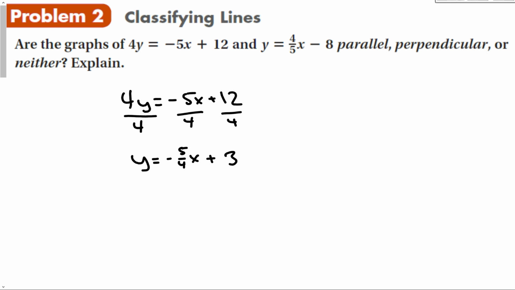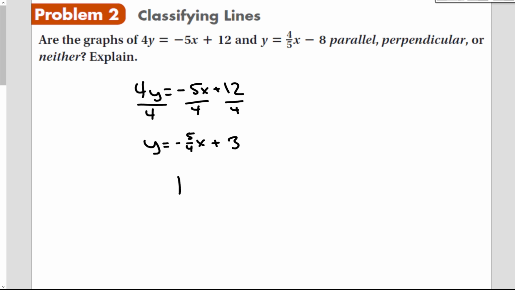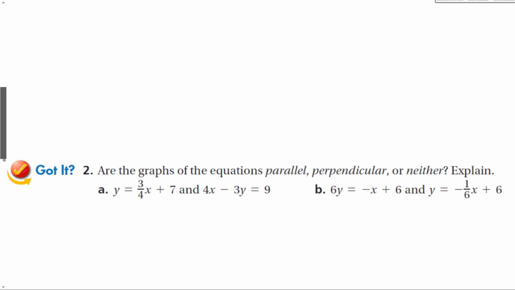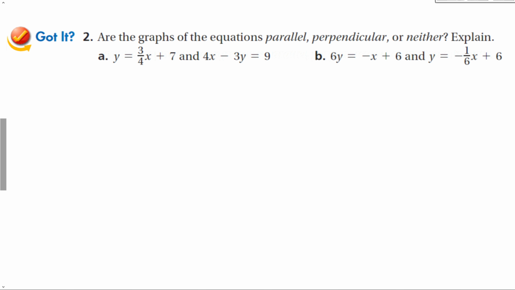So next, I compare the slopes. My slope of -5/4, and my slope of +4/5. Well, 5/4 and 4/5 are reciprocals. One's positive, one's negative. Or sorry, these lines are perpendicular because the slopes are negative reciprocal slopes. Okay? Put them in the same form. Put them in slope-intercept form first.